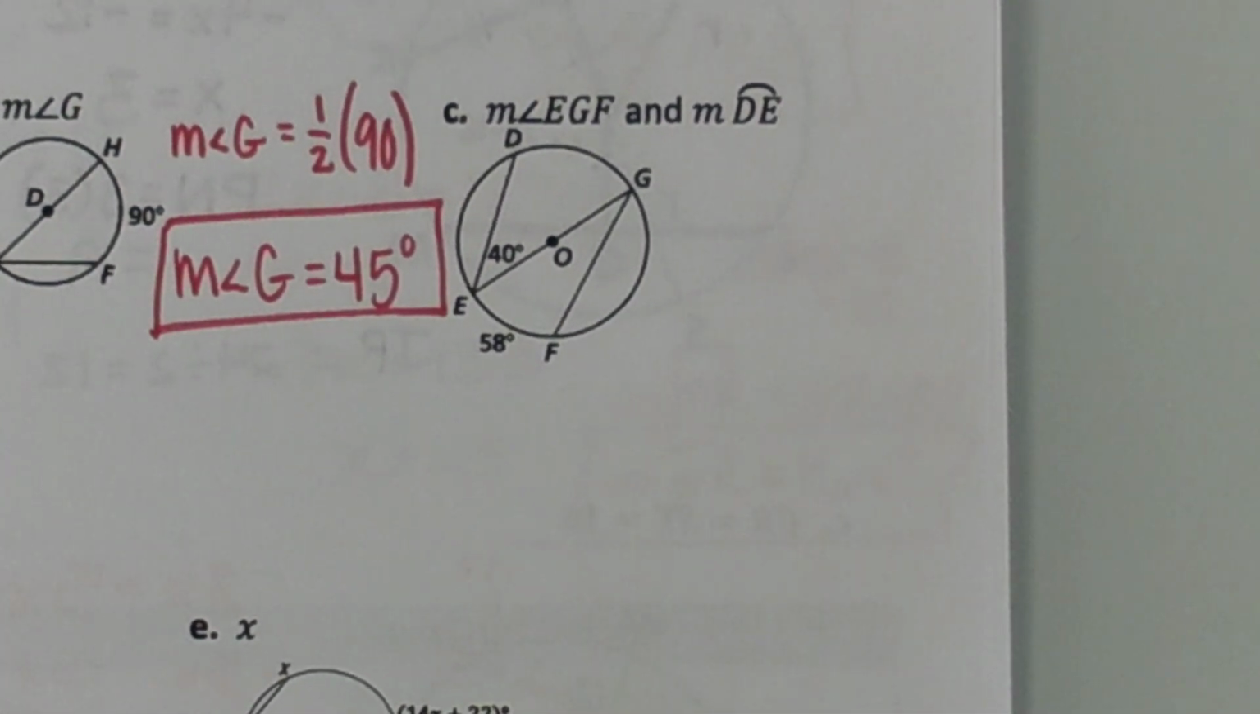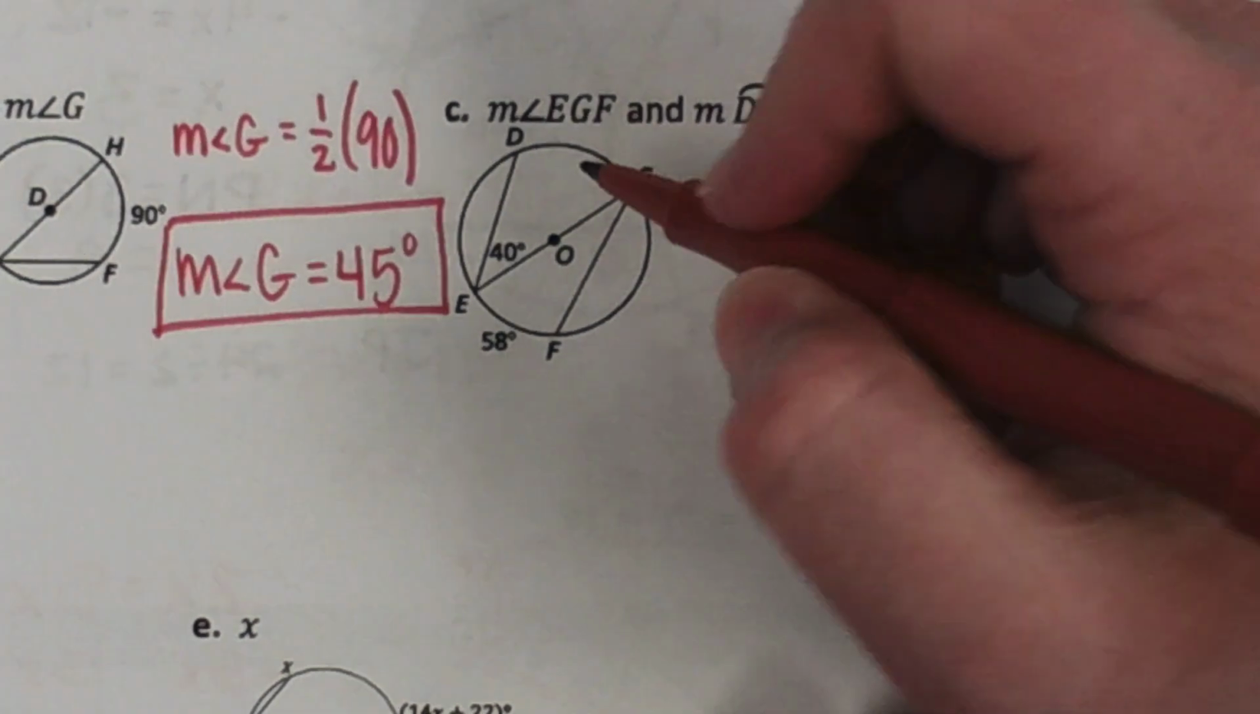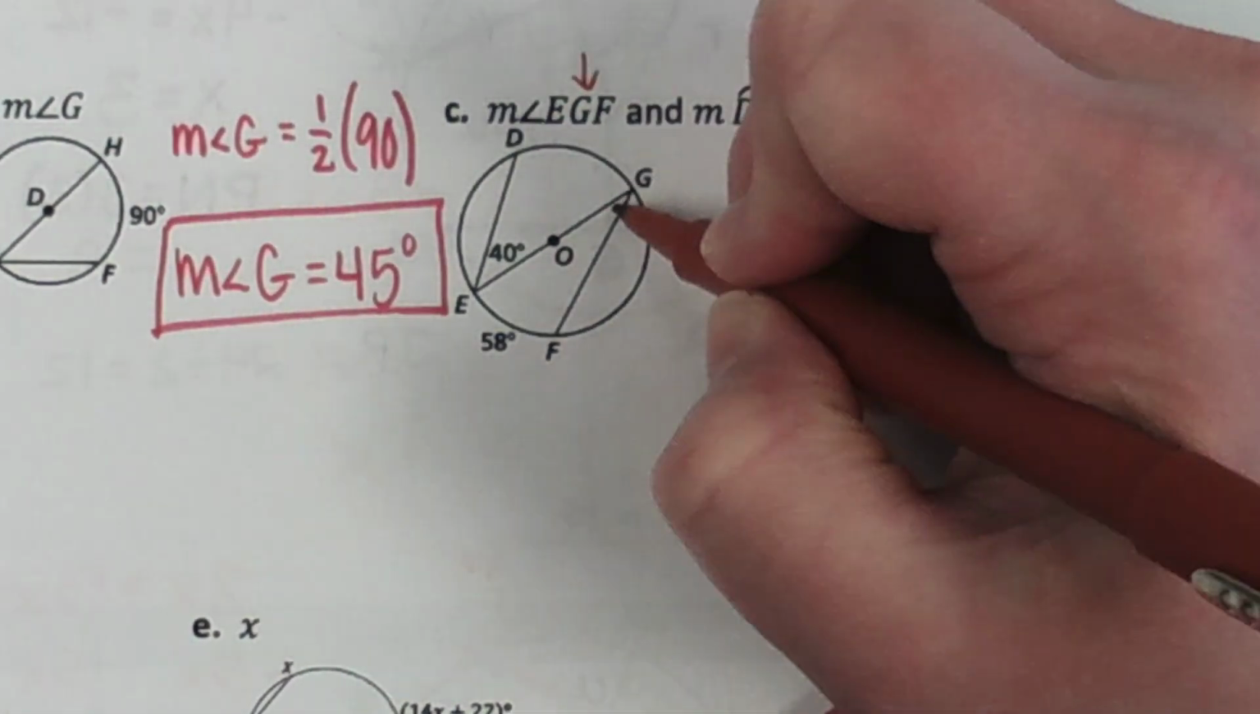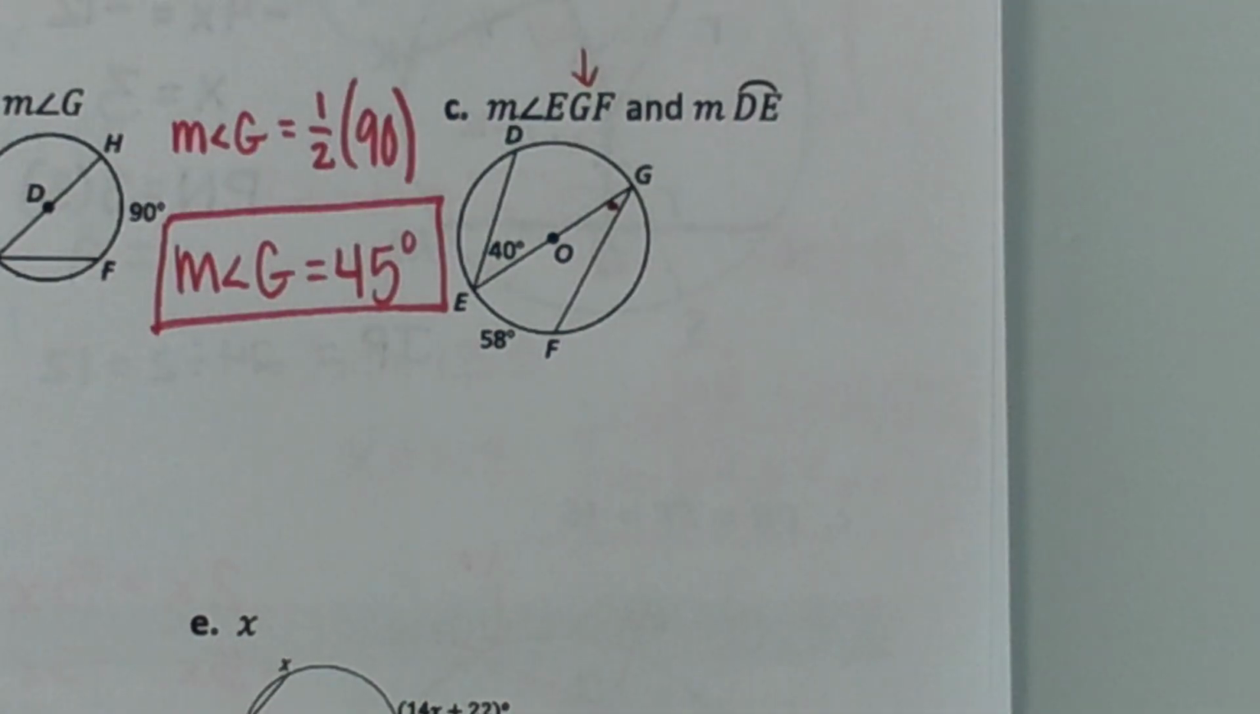Okay. Next one. Measure of angle EGF. Where's EGF? It is inside the circle. Its vertex is which of them? G. With a 3-letter name, the middle letter is always the vertex. This is the angle it's talking about. Angle equals 1/2 arc. The arc that corresponds is the 58.